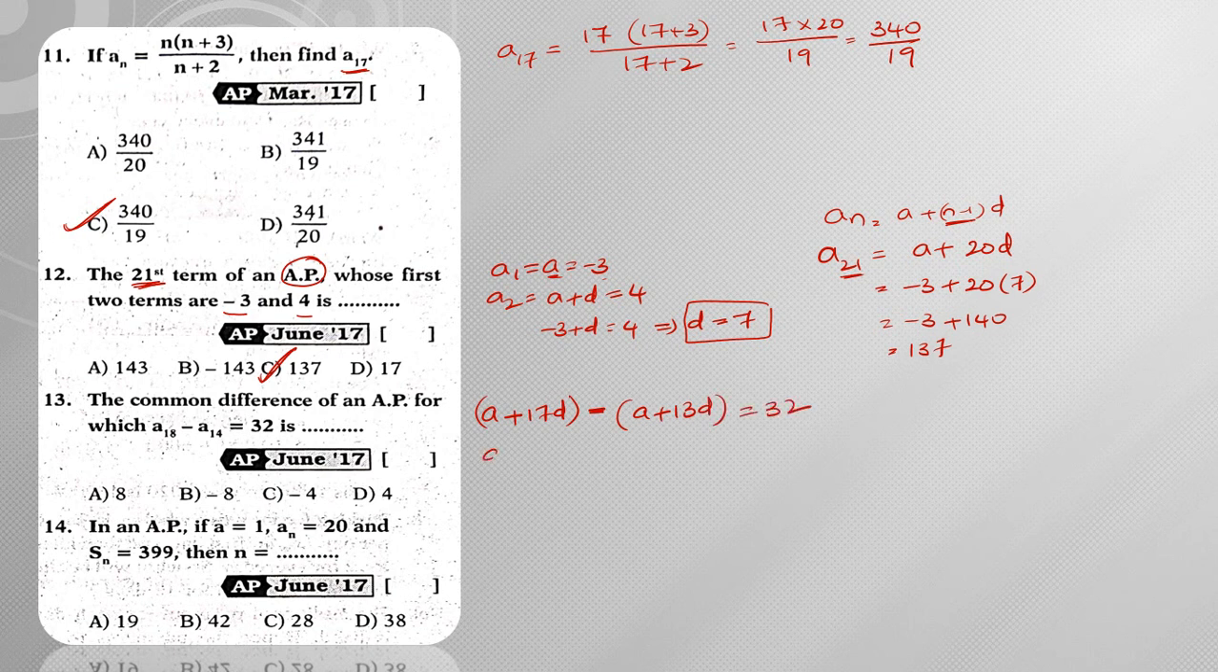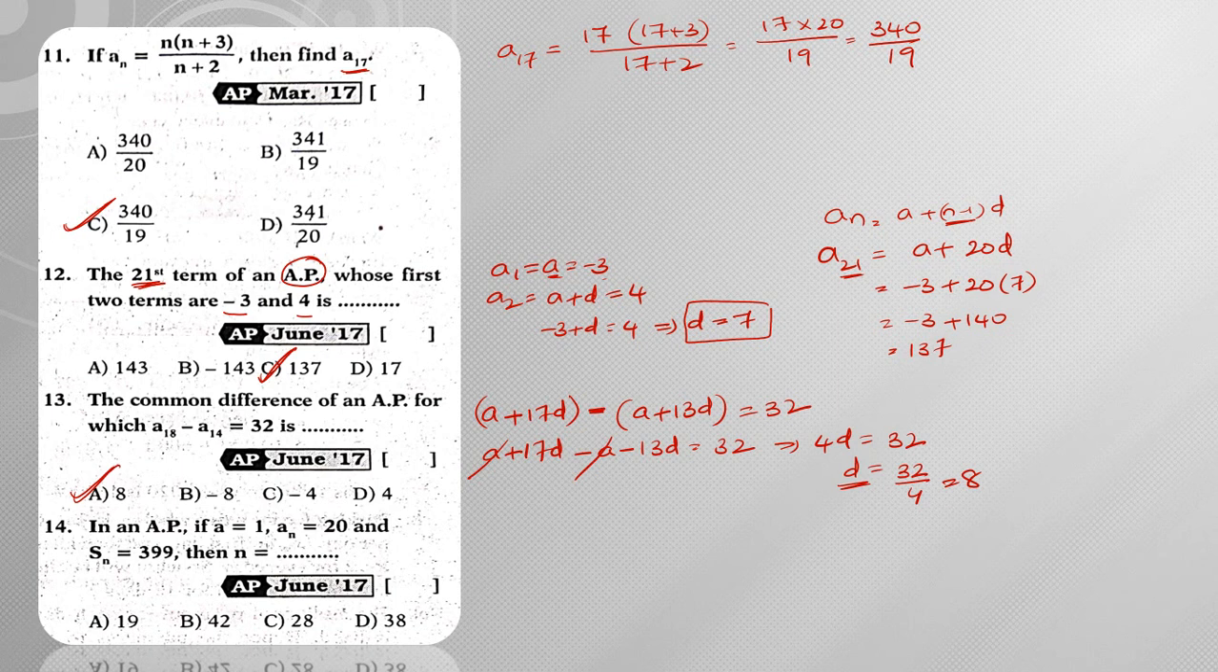Now when I open up the brackets, this can be written as A plus 17D minus A minus 13D is equal to 32. Now plus A minus A gets cancelled. 17D minus 13D is 4 times D, which is equal to 32. So D is equal to 32 by 4, which gives the answer as 8. Hence the answer is 8. Since he asked about the common difference, we have found the common difference.